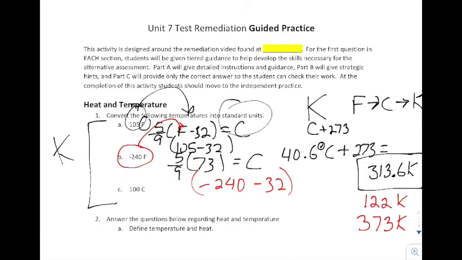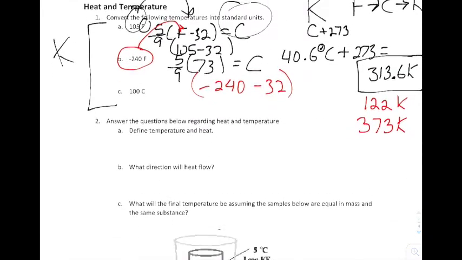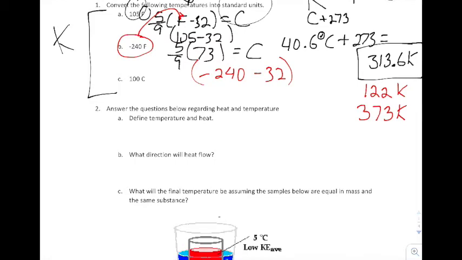Okay, if you're having any issues with these, you need to go ahead and see your teacher before you do your retest. Okay, next we're going to say answer the questions below regarding heat and temperature. So the first one says we want to define temperature and heat.